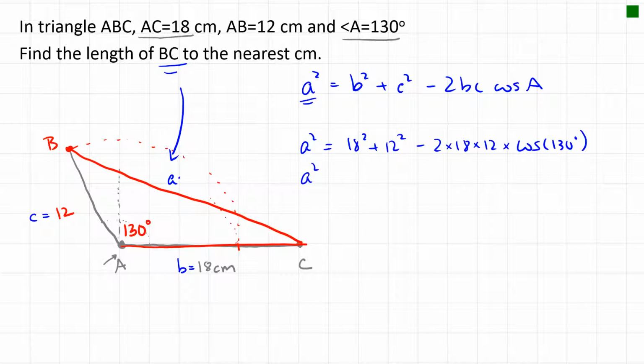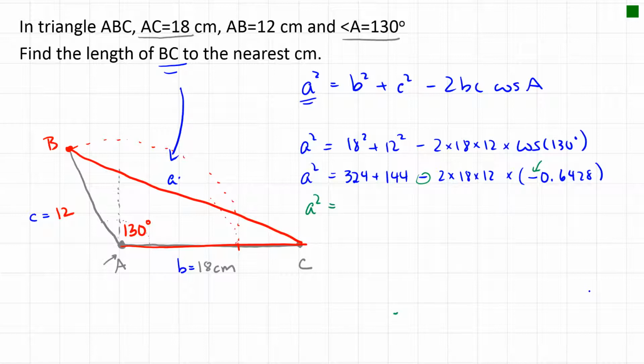18 squared is 324. 12 squared is 144, minus, and I'm going to wait with this multiplication here, and I'm going to calculate the cosine of 130. And the cosine of 130 is negative 0.6428. And that's negative here. Negative here is the one that might confuse you, and you need to be careful if you're doing it all step by step. So that negative and this negative multiply to give you a positive.